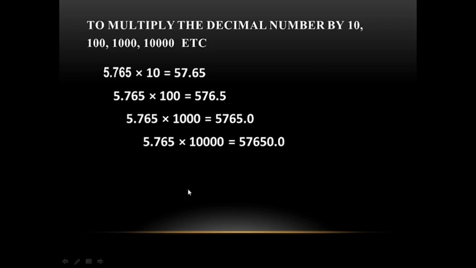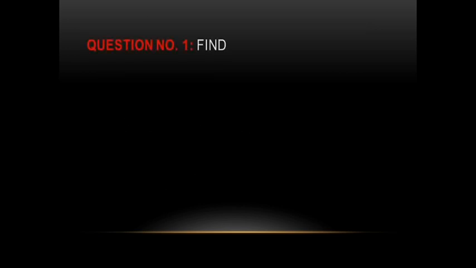Then next, 5.765 into 10,000. Here the number of zeros is 4, so we will shift this decimal to the right side after 4 digits, but here only 3 digits are given, so we will write the 4th digit as 0, so it will become 57,650.0. This is how we have to perform multiplication of a decimal number by 10, 100, 1000 and 10,000.